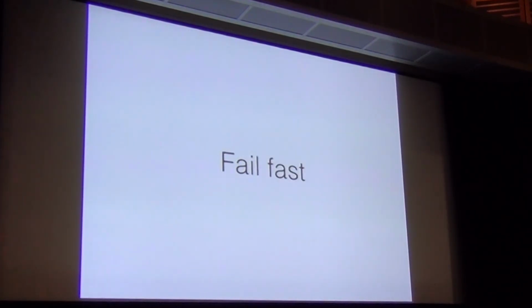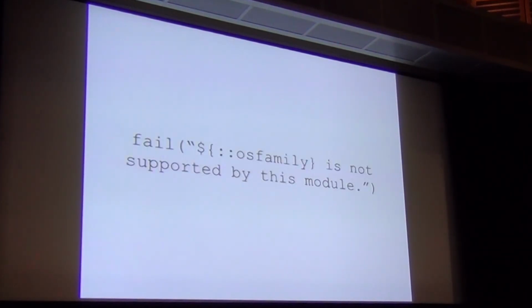Fail fast. Your modules should know when to fail and should tell the user why it failed. Here's an example using the fail function, very aptly named. Instead of getting an error saying this package is not available, it'll tell you that this operating system is not supported by this module. So your module should provide descriptive error messages.